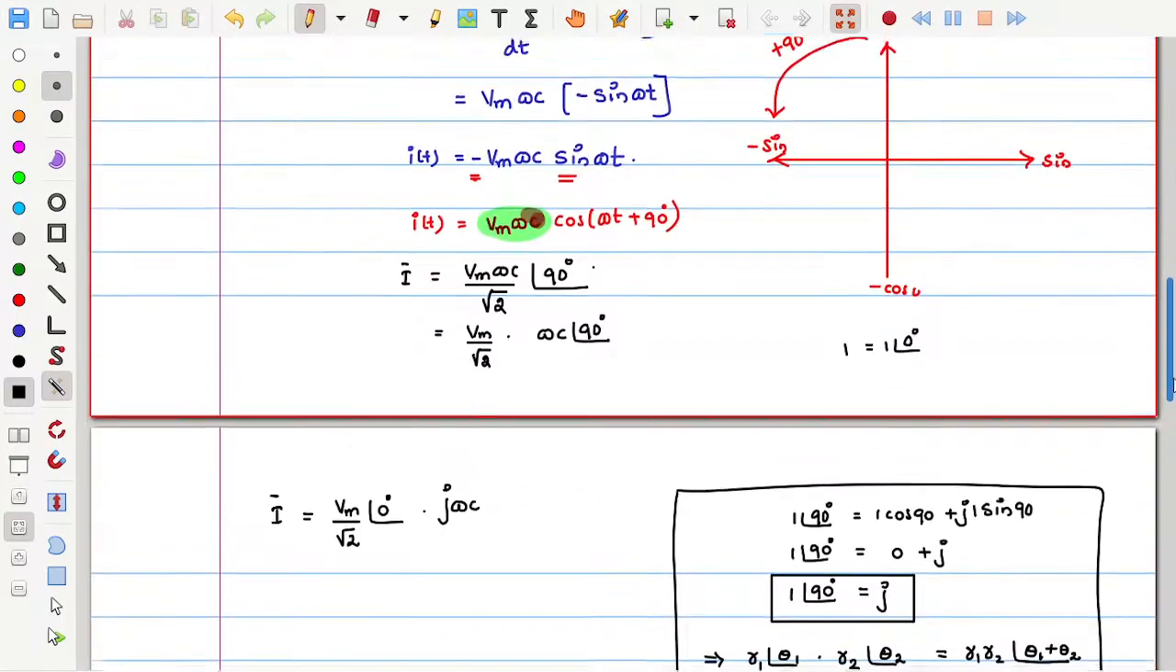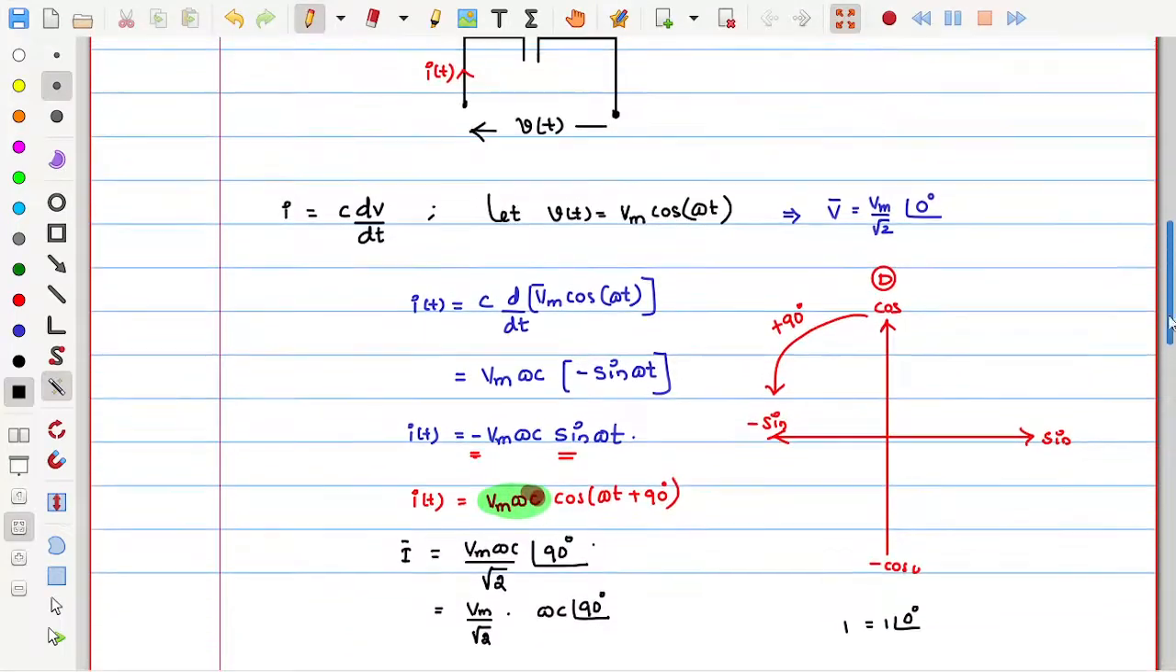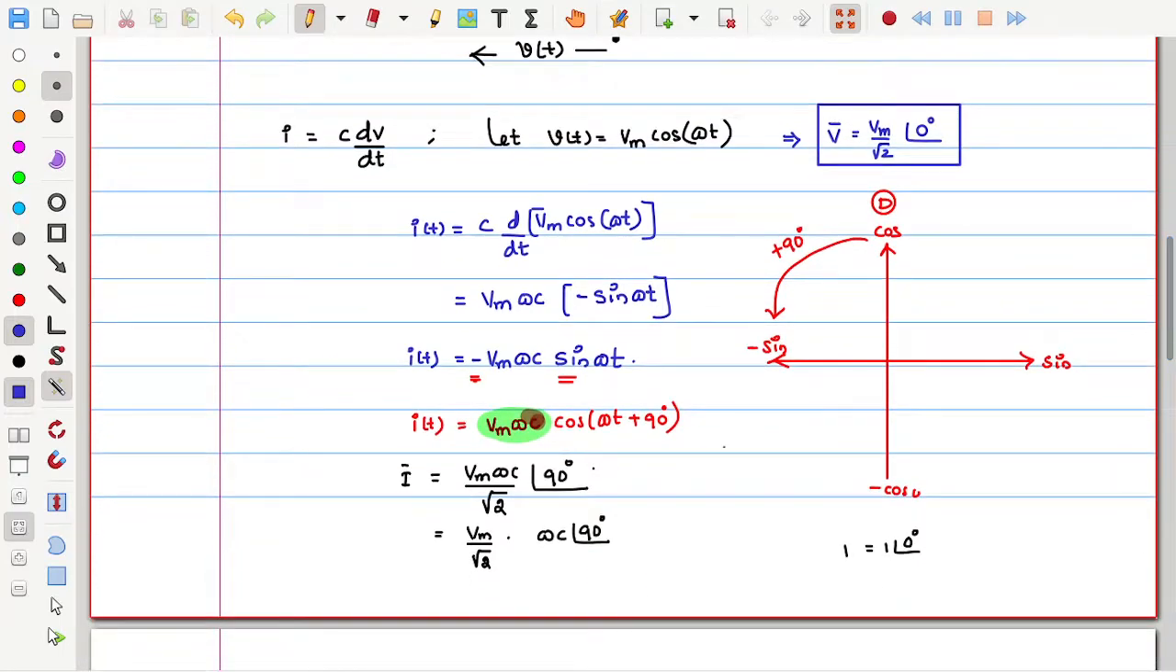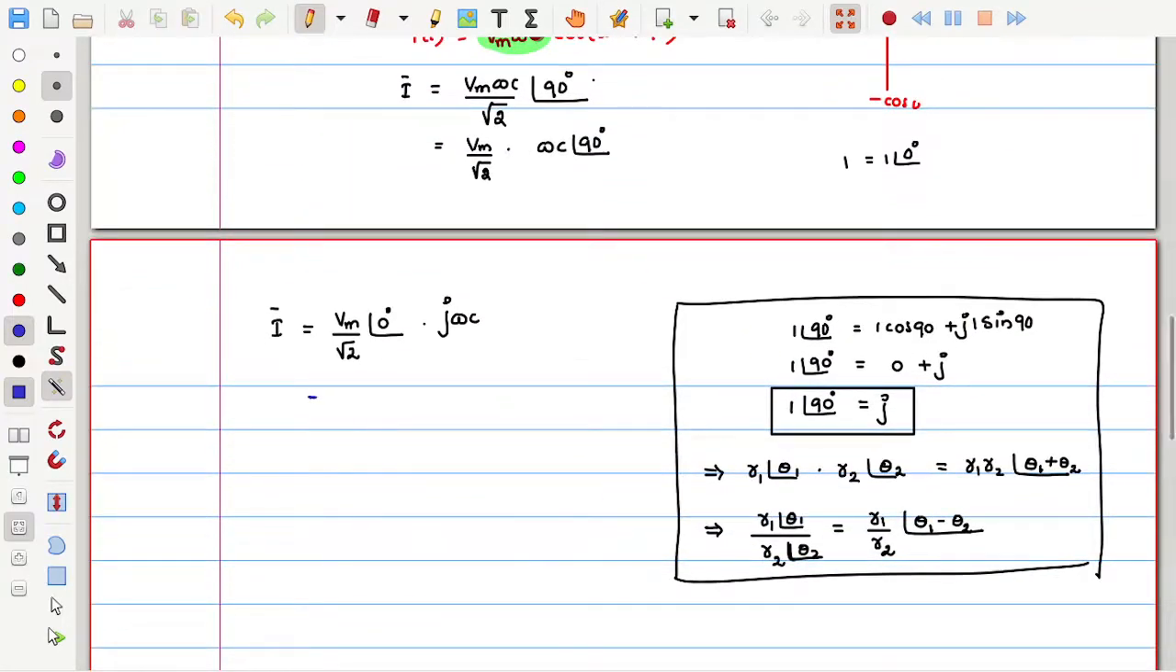Now try to observe, what is Vm by root 2 at an angle 0? As I told you initially, while writing this i of t, I need the comparison between voltage and current. I want to see how much the phase difference is. That's why I am writing the current also as a cosine function, so it has come as a function of voltage. Now can I write this as V bar? See, I bar is equal to V bar into j omega C.